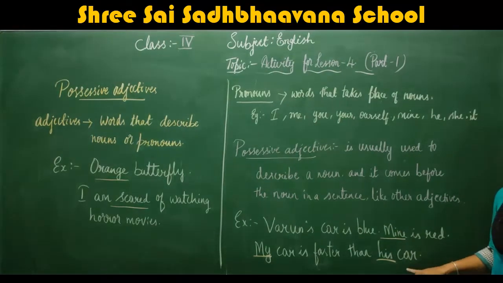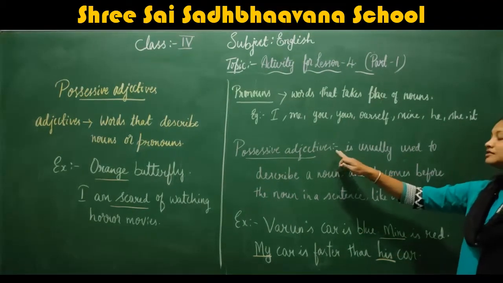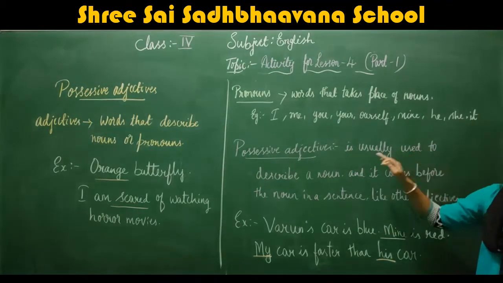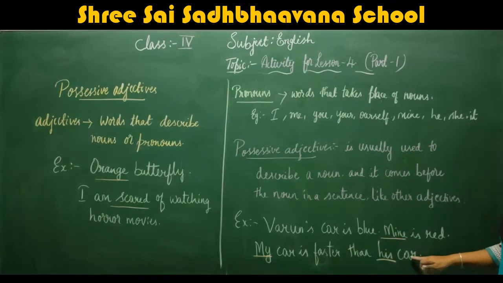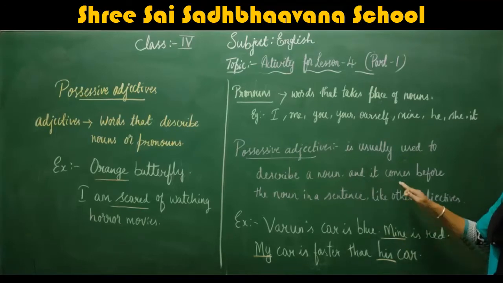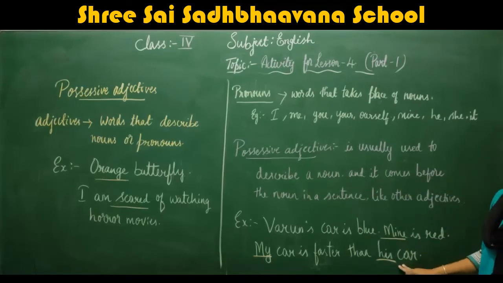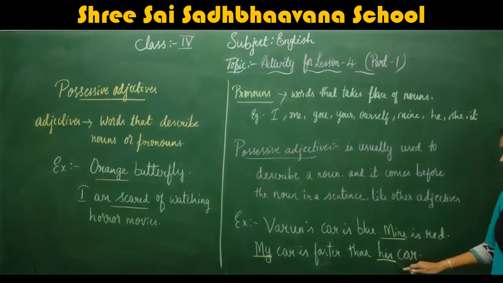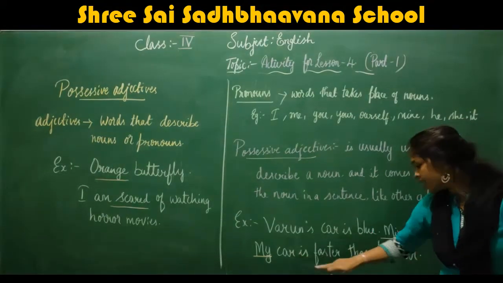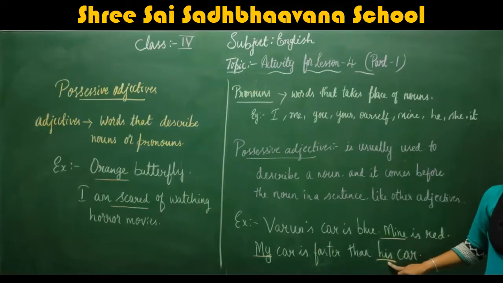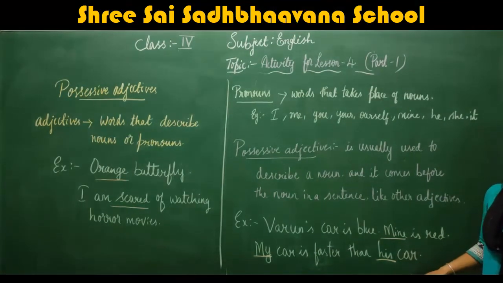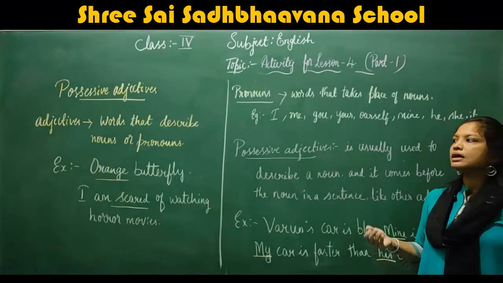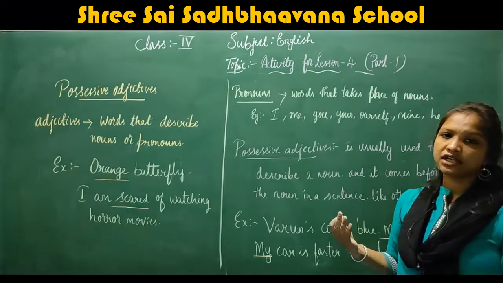Did you understand, children, what a possessive adjective is? A possessive adjective is used to describe a noun and comes before the noun in a sentence. Here, my car is faster than his car. Car is the noun, so my and his are possessive adjectives, coming before the noun. Did you understand, children? I hope you have understood the meaning of possessive adjectives.